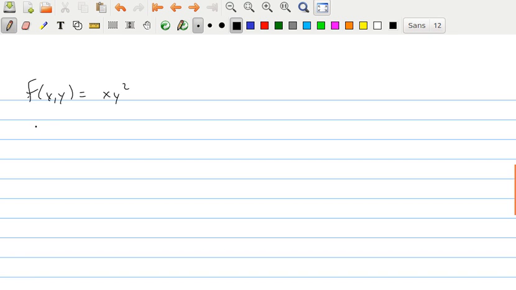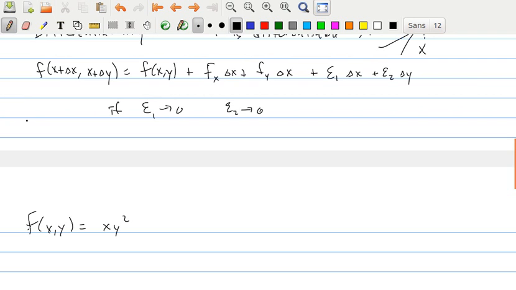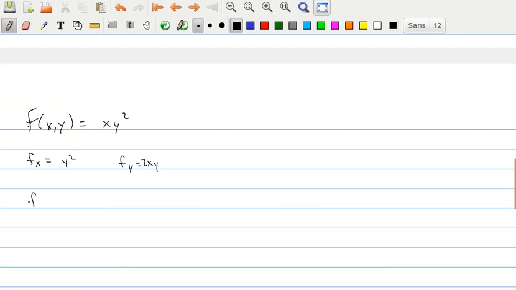So we need a few terms on here. First, if we look at the formula, we need the two partial derivatives. So f_x is y squared, f_y is 2xy. Now let's expand out f of x plus delta x, y plus delta y based on our function. We'll plug those in for the x and the y. So we've got x plus delta x times y plus delta y, squared. And we'll go and FOIL this out.